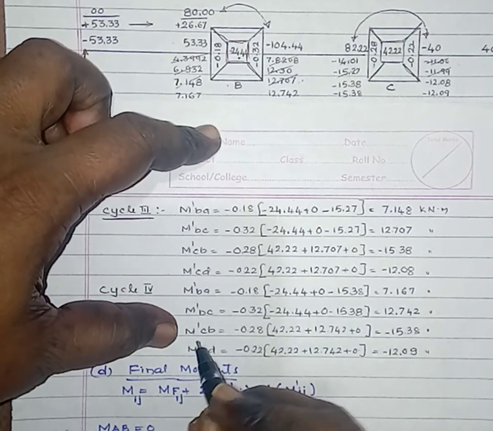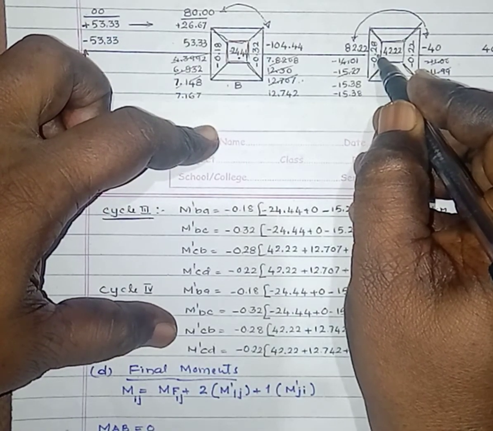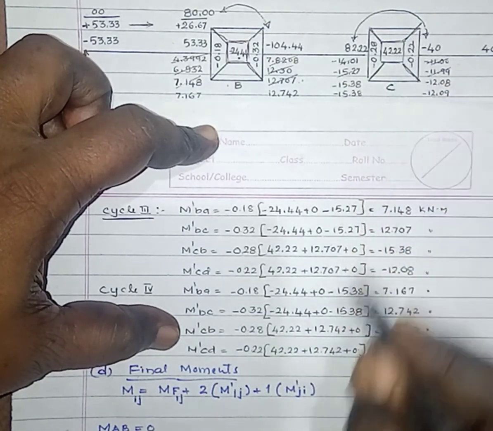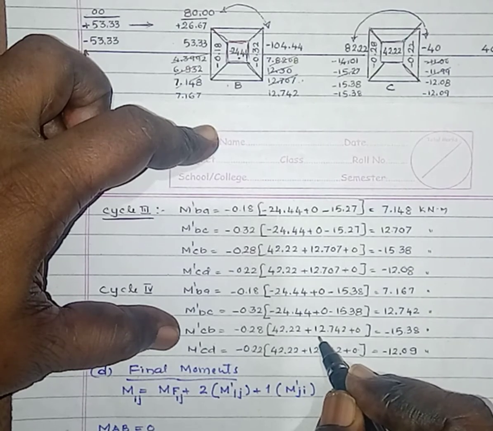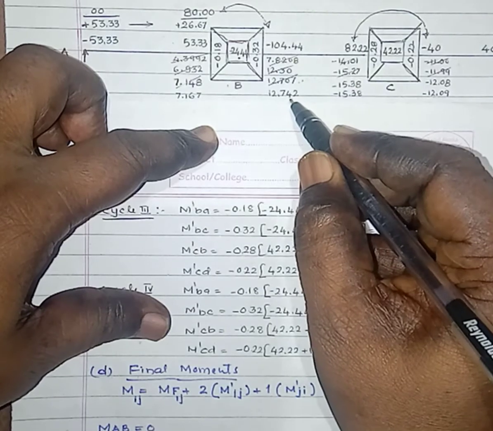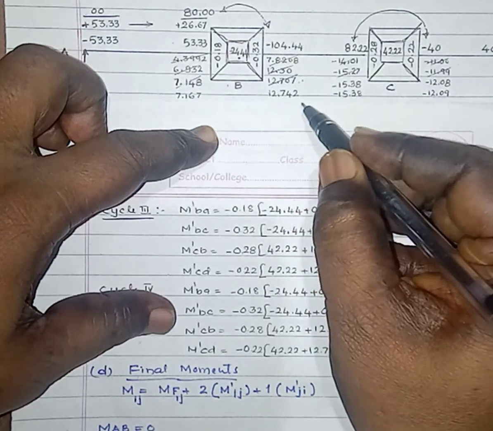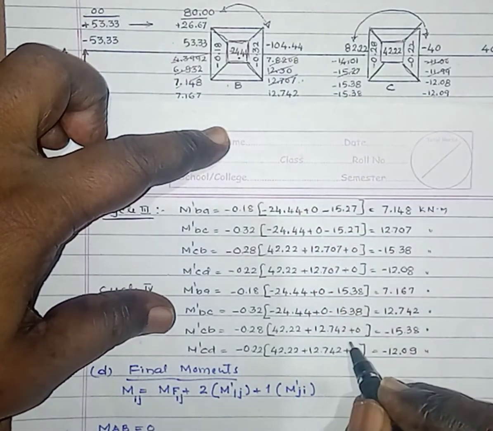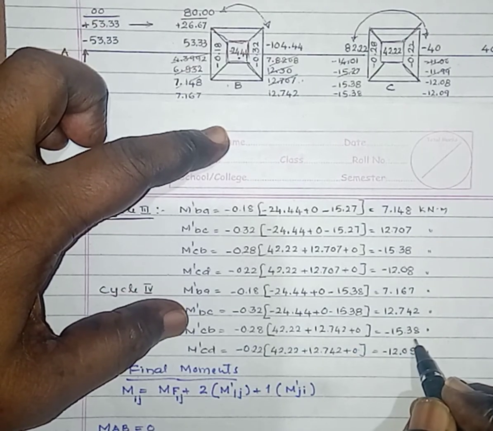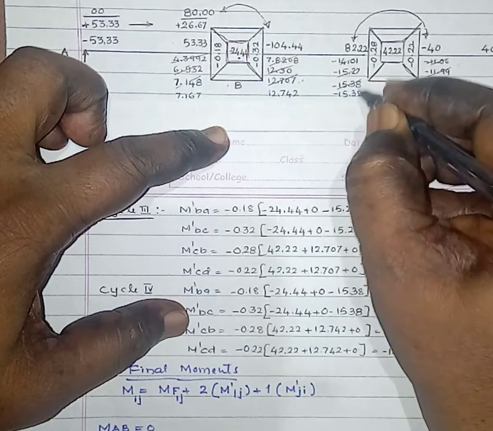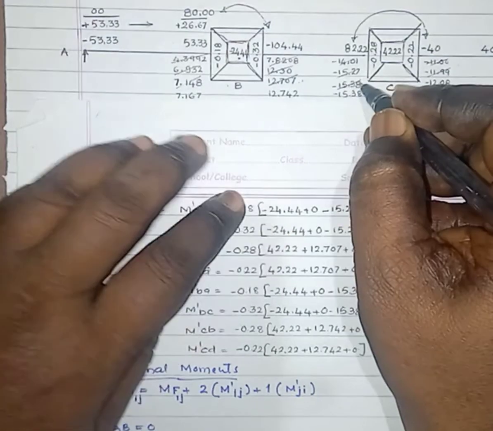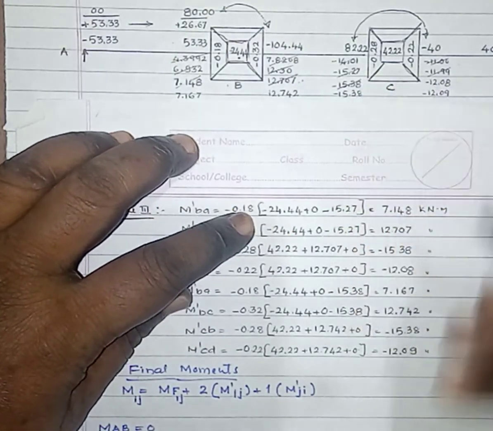Then m dash CB, the rotational factor is minus 0.28, inside the bracket sum of the fixed end moment, that is 42.22, plus sum of the far end rotational moments, that is from BC, that is 12.742, just now we have calculated, plus from D, that is 0. Hence after simplification you will get minus 15.38. Again you will get minus 15.38 in the 4th cycle. We have to cancel the previous cycle value and then write the new value.